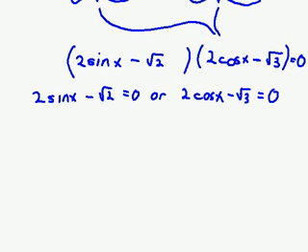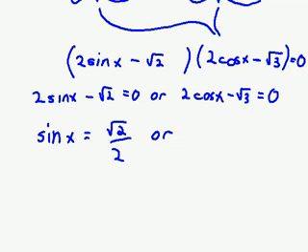So if I add radical 2 and divide by 2, I'll get sine x is equal to radical 2 over 2. Here, if I add radical 3 and divide by 2, I'll get cosine x is equal to radical 3 over 2. So it breaks down to just solving these 2 little equations.